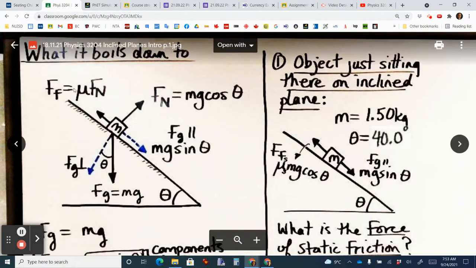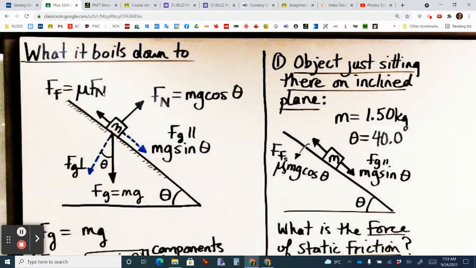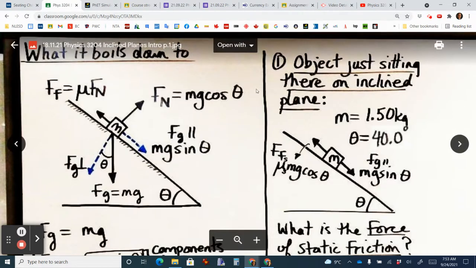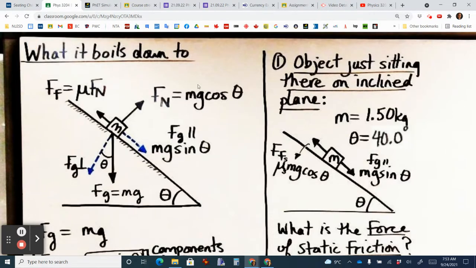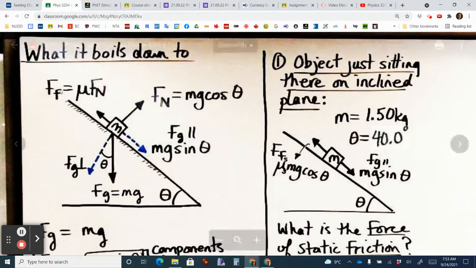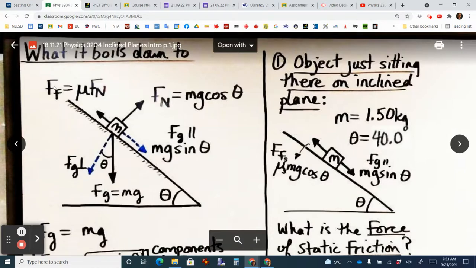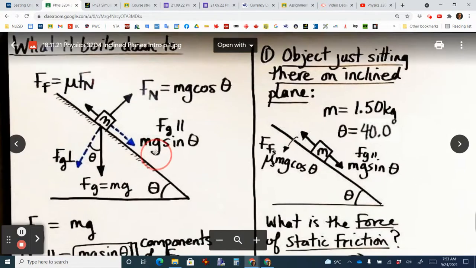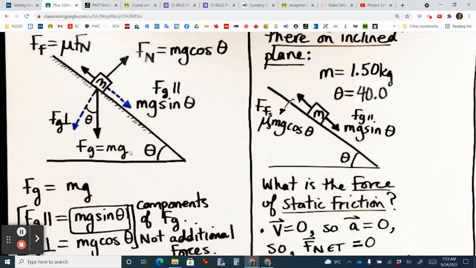Now, the force of friction is always mu times the normal force. You might hopefully remember that from 2204. Well, we've already got an expression for the normal force. It's here, mg cos theta. So that means the force of friction is mu mg cos theta. That's what's acting upslope. Acting downslope is the sine component of mg, so mg sine theta.